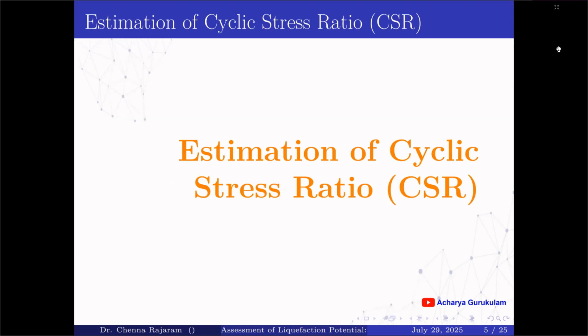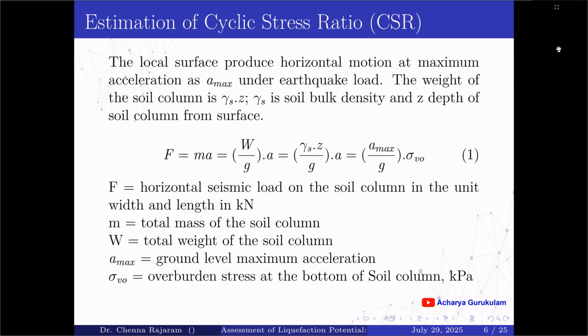Now we'll discuss the estimation of cyclic stress ratio. The local surface produces horizontal motion at maximum acceleration as Amax under earthquake load. The weight of the column is gamma into Z, where gamma is the soil bulk density and Z is the depth of the soil column from the surface. As we know that F is equal to MA, M is represented as W by G, and W is represented as gamma into Z, divided by G into A.